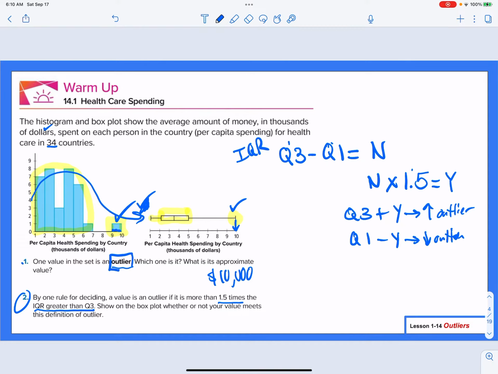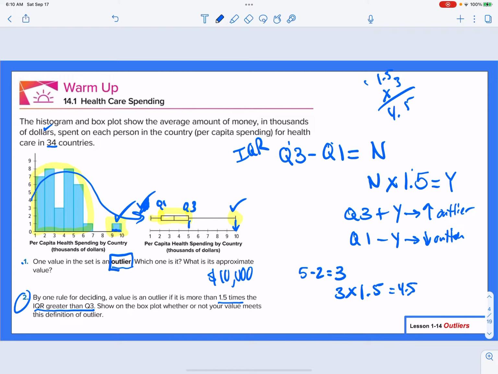So in this case, let's take a look. Q3 is here at 5. Q1 is at 2. So I would do 5 minus 2 equals 3. Now I'm going to take that value and multiply it by 1.5. Well, 3 times 1.5 is 4.5. So that's my y value. Now I'm going to take the 4.5 and add it back to my Q3 value, which was 5.